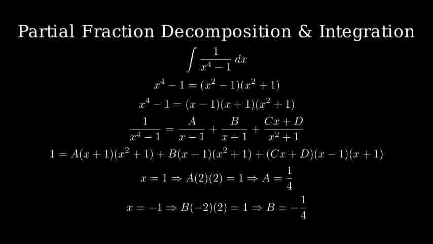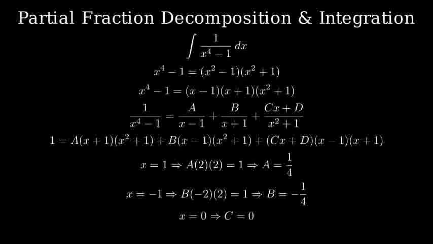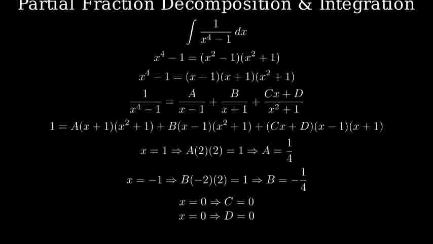Let's solve for C next. By substituting x equals 0, we'll solve for C and find C equals 0, and using any other value, C still ends up being 0. Finally, we solve for D by substituting x equals 0. We find D equals 0 because we handled this algebraically in the previous steps.